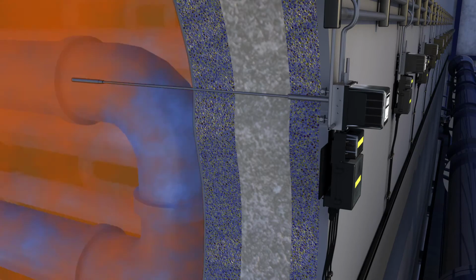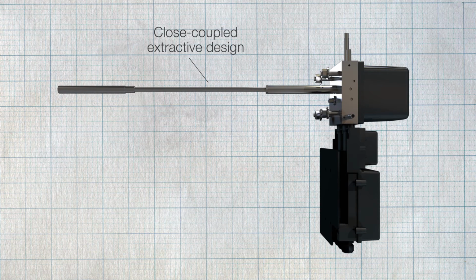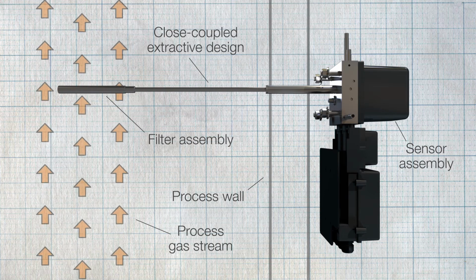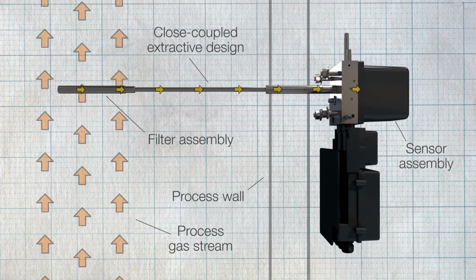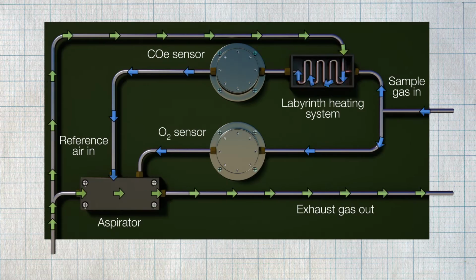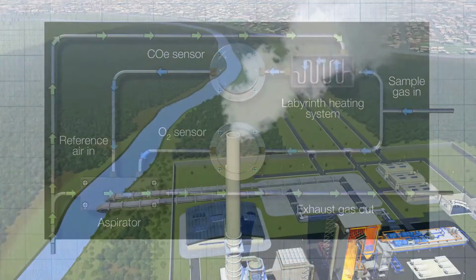ABB's AZ20 Oxygen and Combustibles Analyzer continuously samples and analyses combustion waste gases to determine the levels of excess air and unburned fuel. Featuring a close-coupled extractive design, the AZ40 uses a sensor assembly mounted on the process wall, with the probe and filter assembly extending into the process gas stream. The sample is extracted from the process and fed through the sensor head using an air-powered ejector. Oxygen analysis is carried out by an industry-standard zirconium oxide cell.